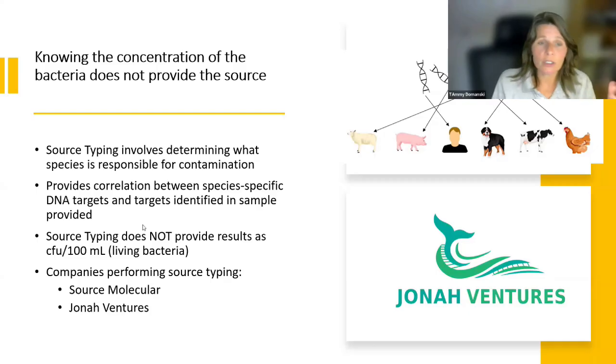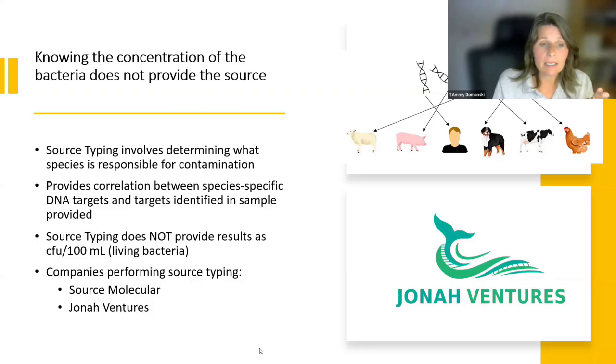So in theory, source typing could determine the source of the contamination. It provides a correlation between species-specific targets that have been tested for known species and what's in the water. It also doesn't provide a concentration to know what the living number is. It's just the targets for these specific species.